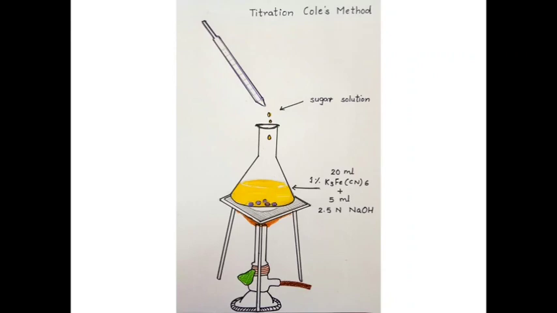Now add sugar solution. Before that, fill the 1 ml graduated pipette with sugar solution and add a few drops of sugar solution to the boiling mixture at intervals, till the color of the ferricyanide changes from dark yellow to faint yellow. Now add 1 to 2 drops of 1% methylene blue when the solution becomes pale yellow.